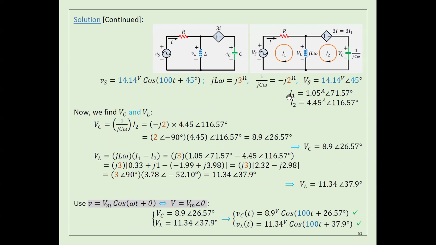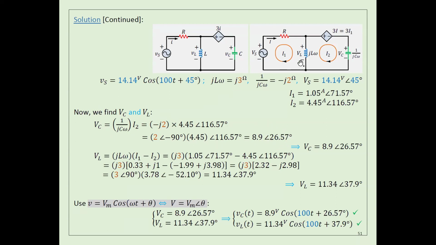Now, if I ask you to give me VC, I need the voltage across the capacitor here. This voltage should equal I2 times the impedance of the capacitor, as you see here. This is I2, and this is the impedance of the capacitor. If you just finish the calculation, it equals this value here.